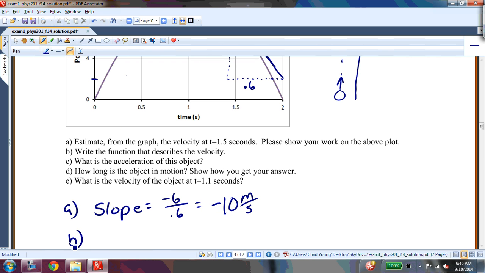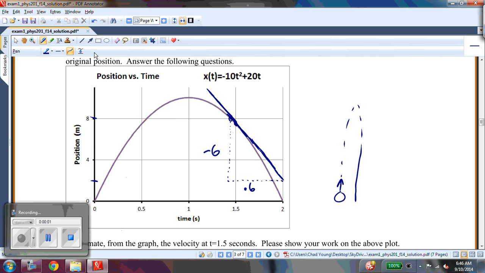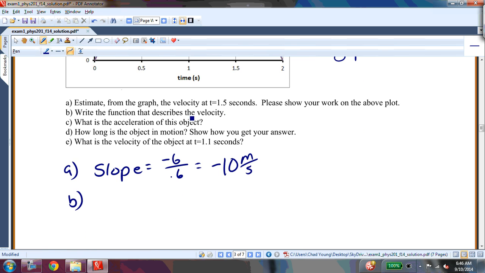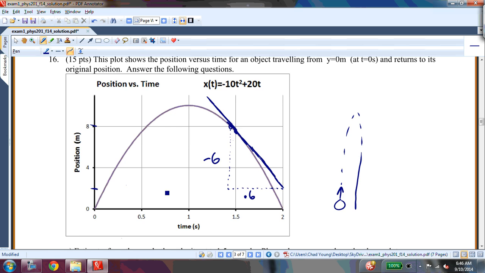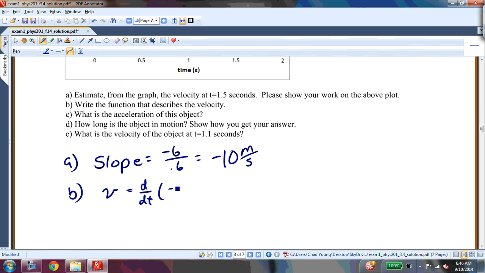Write the function that describes the velocity. Well, my position function is negative 10t squared plus 20t. So my velocity, which is the derivative with respect to time, of negative 10t squared plus 20t, is going to be negative 20t plus 20. And that's equal to my velocity with respect to time.